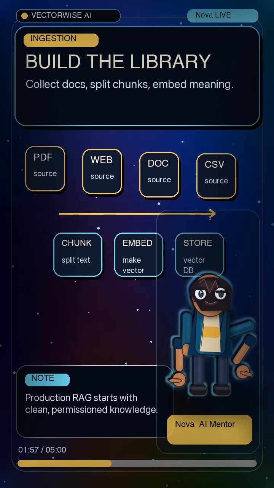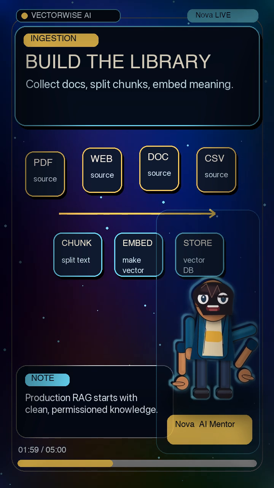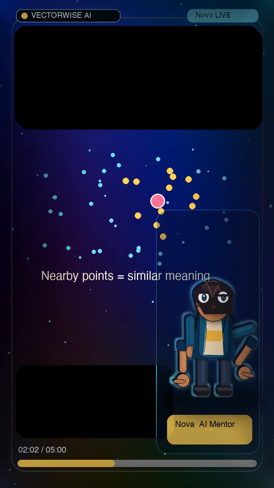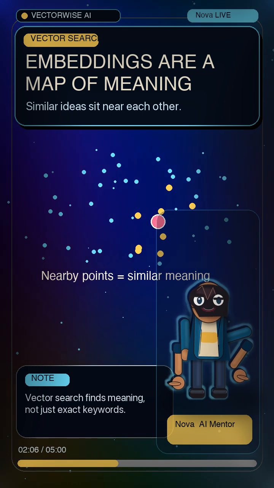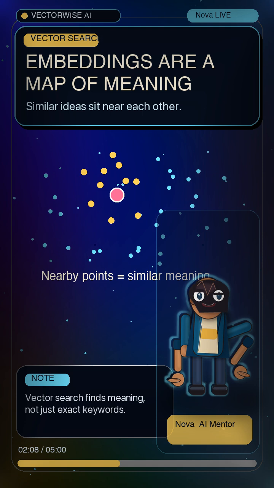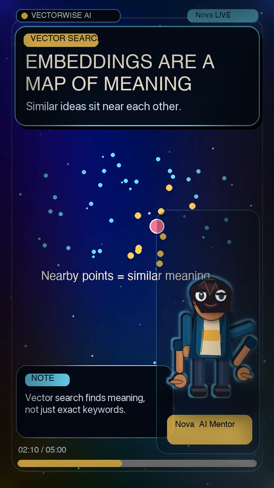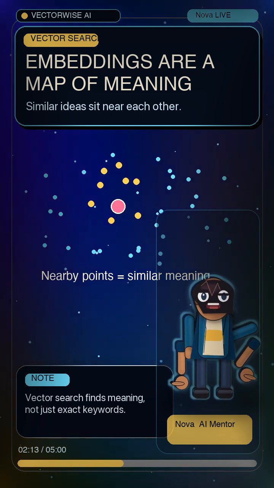Think of embeddings like a map of meaning. On a normal keyword search, refund and cancellation may look different. In vector search, they can be close because their meanings are related. That is why RAG can find the right paragraph even when the user does not use the exact words from the document.